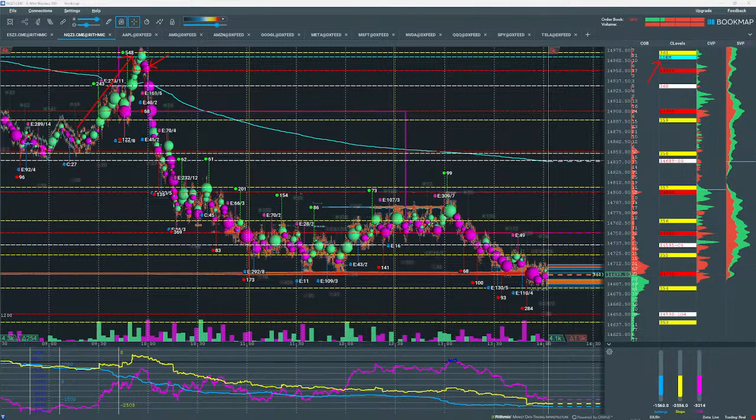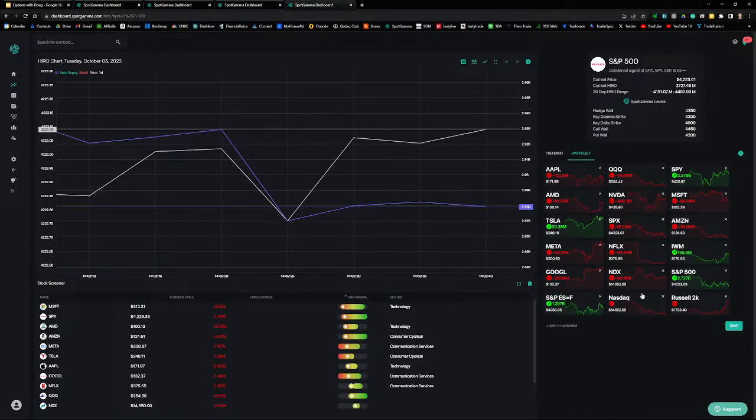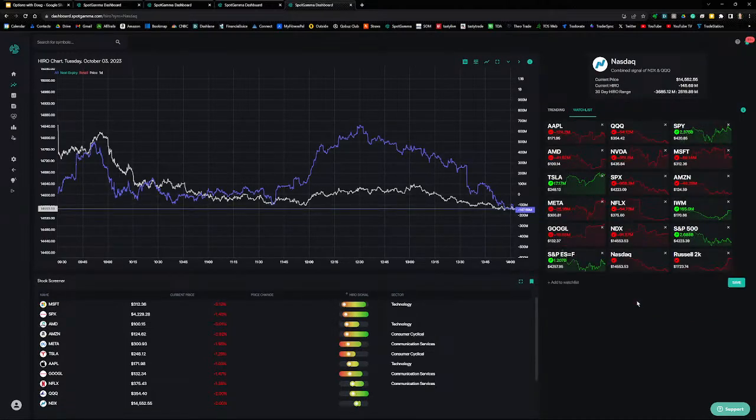Let's see what options traders were doing. Go back to Hero. And I'm going to go to this combined signal for NDX and QQQ. QQQ is driving most of the action here, but we can look at this combined signal for completeness.